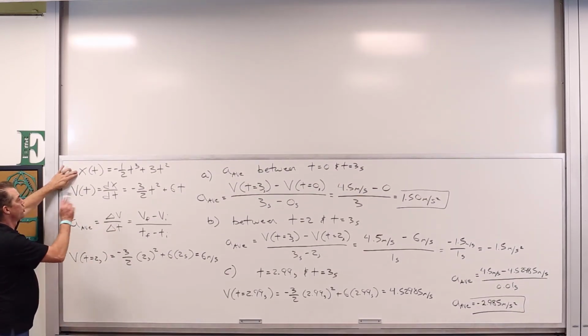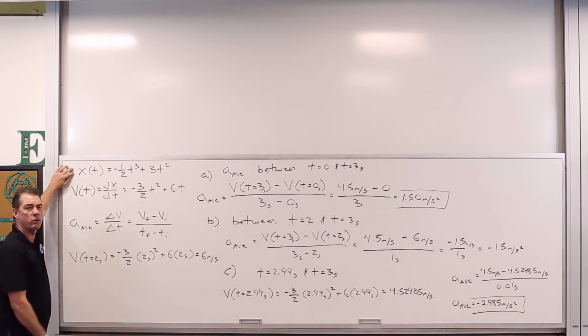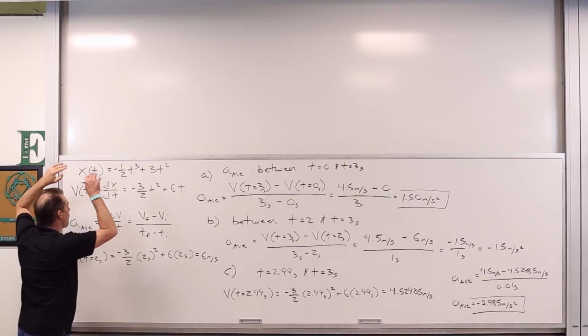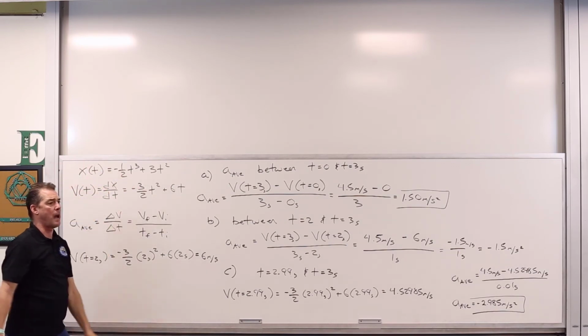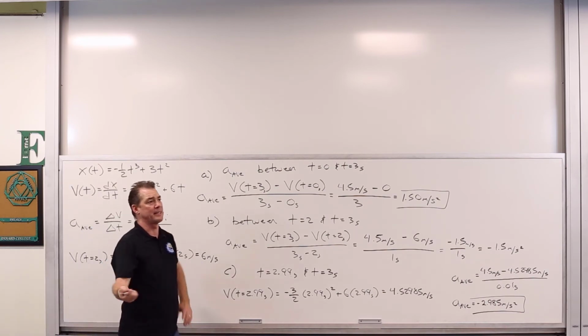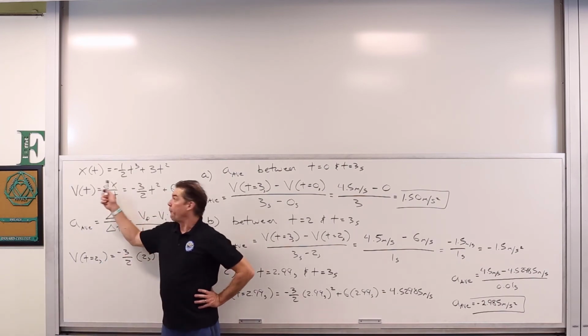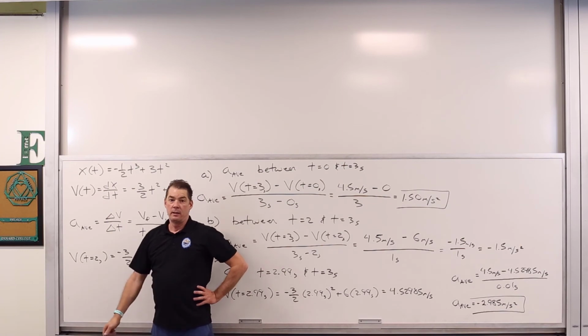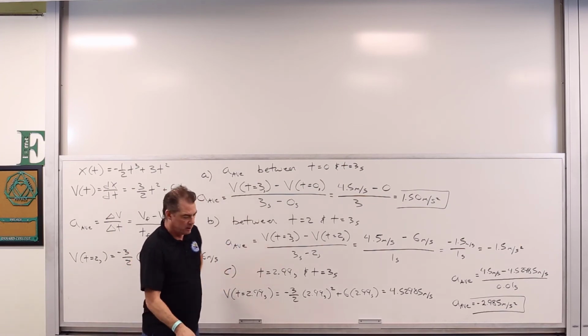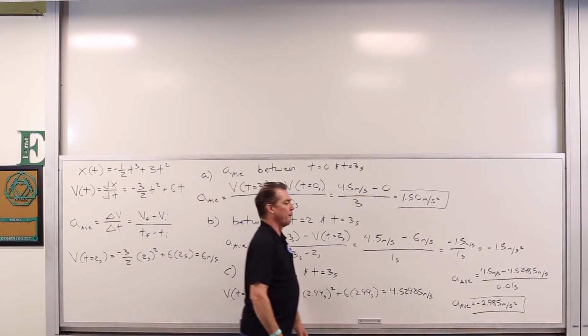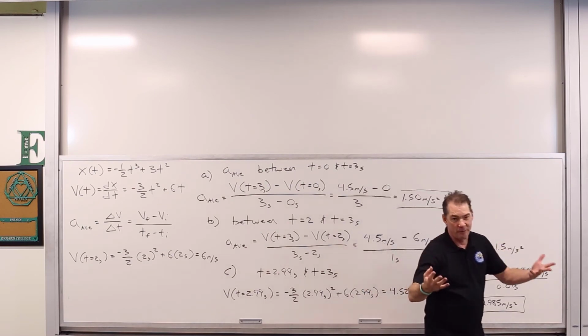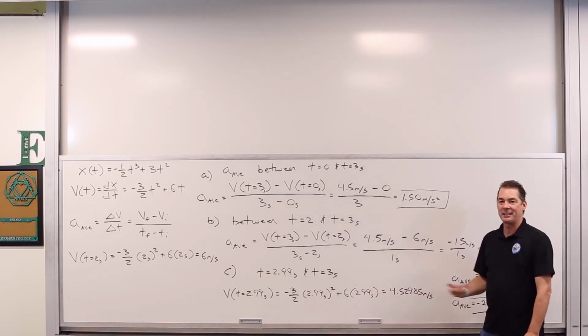The x of t was equal to negative 1/2 t cubed plus 3t squared. Everything else was solved by knowing the function that describes the position of the object with respect to time. Pretty powerful, right? Everything else is extractable from that, along with, of course, the definitions of velocity and acceleration.